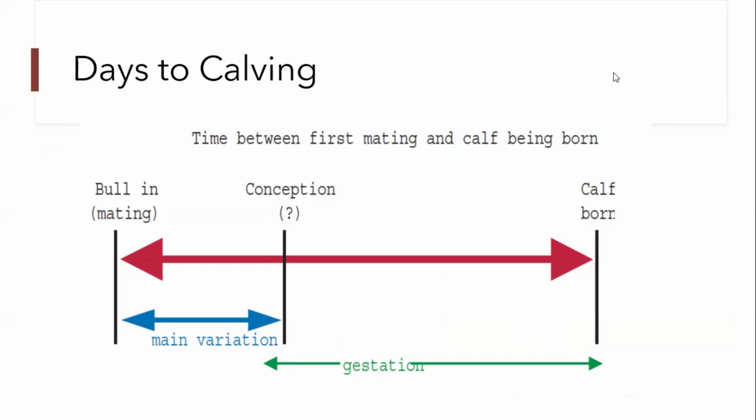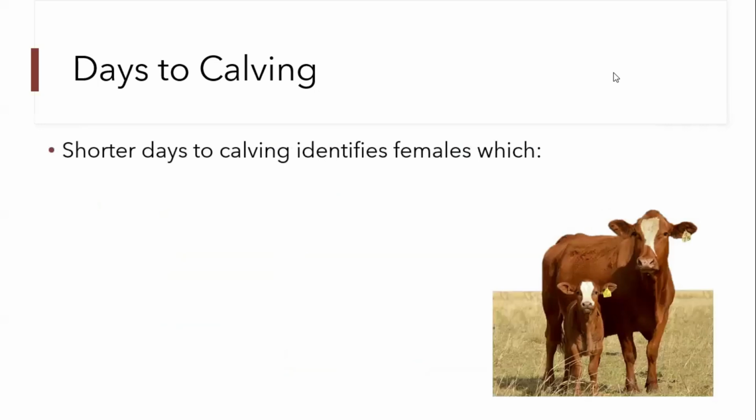So we look at the bull in date and we calculate the number of days up until the birth of the calf. So the main variation we see with days to calving is the period between when the cow is first exposed to the bull up until conception. And if we do select for days to calving, we try to identify those early conceivers.